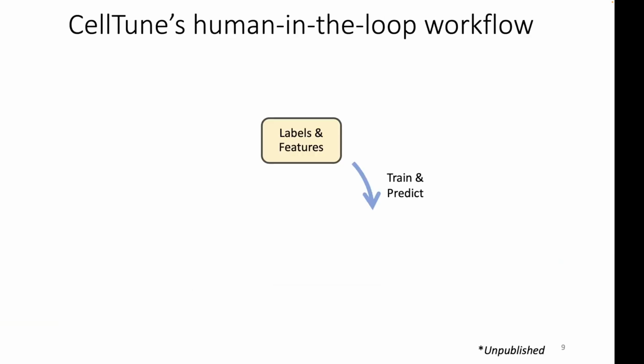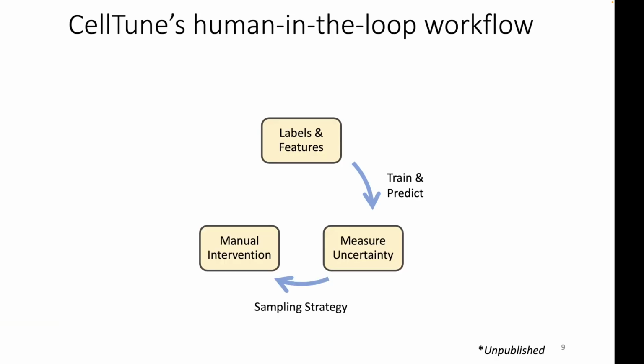And so the workflow: we need to have some labels for training and features to learn from, as with any supervised machine learning. And then we train and predict. As with any active learning framework or human in the loop, you need to measure uncertainty somehow to allow you to sample new instances for the manual labeling. And then you need to be able to label them, and continue in this loop until you're satisfied.